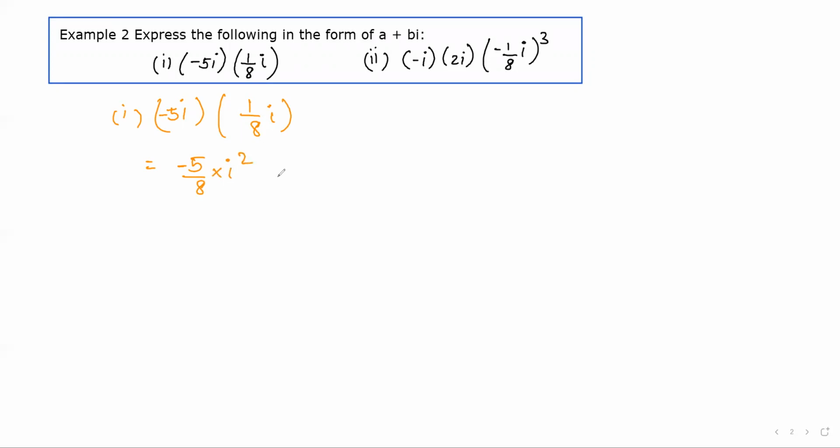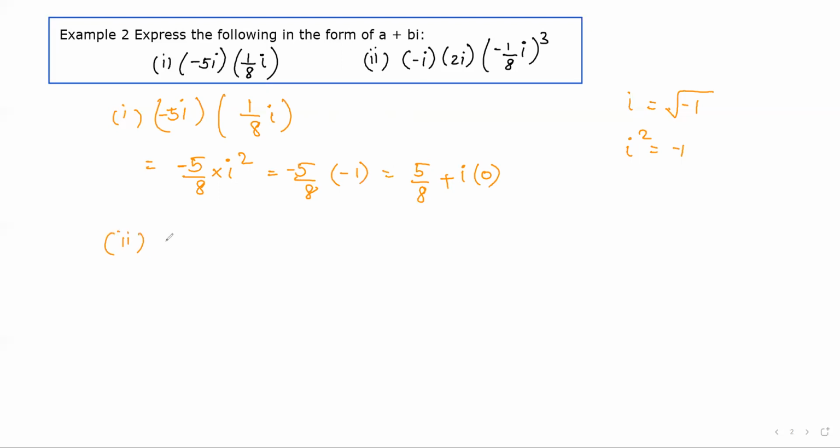Now i square is equal to minus 1 because your i value is equal to root of minus 1. Therefore your i square will be equal to minus 1. You can place this value here. We have minus 5 upon 8 into minus 1. This is equal to plus 5 by 8. Now there is no imaginary part that you obtained, so we will write this as real part plus i into imaginary part.